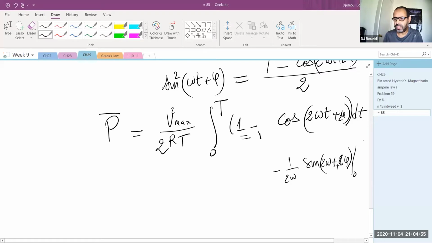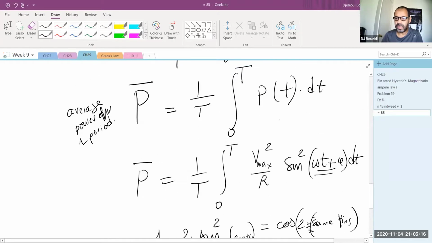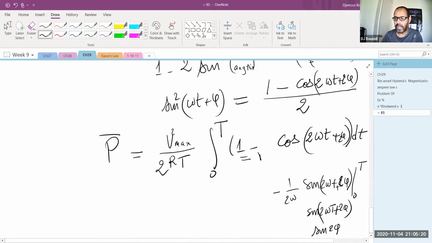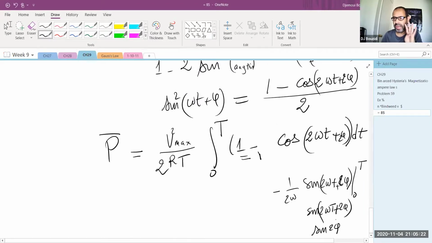And this is evaluated between 0 and T. So I'm not worried about this one yet, okay? I want to know how much this one is. For big T, this is going to be sine of 2 times omega times big T plus 2 phi. And for 0, it's going to be sine of 2 phi. Well, omega times T, capital T, is just 2 pi. And multiplied by 2, it's 4 pi.